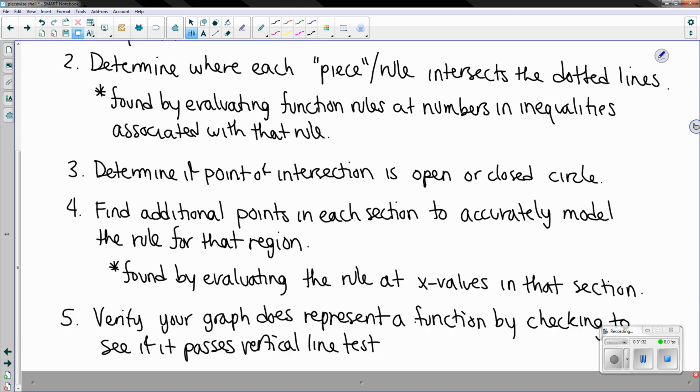And then the last thing you want to do is verify your graph does represent a function by checking to see if it passes the vertical line test. So make sure it passes the vertical line test at the end. So there's a video on how to evaluate and graph piecewise functions.